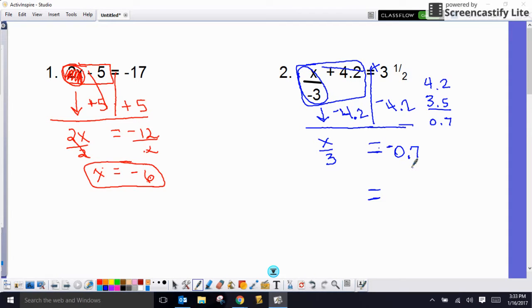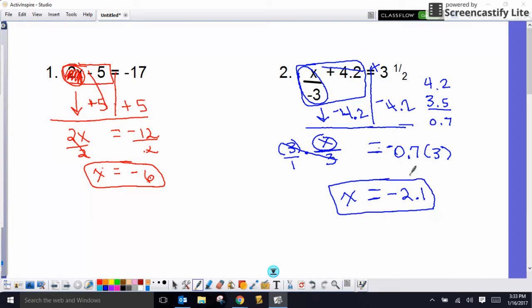0.7 negative. Now, my variable still has a divide by 3 attached to it, and I want to get it alone. So the opposite of divide by 3 is multiply by 3. Now, I don't have to put this 1 underneath the 3, but when you start learning to multiply by 3, be sure that you write it up high or you write it really big. So multiply by 3 over here and get -2 1/10. So x is equal to -2 1/10.